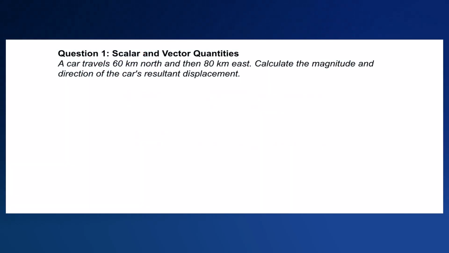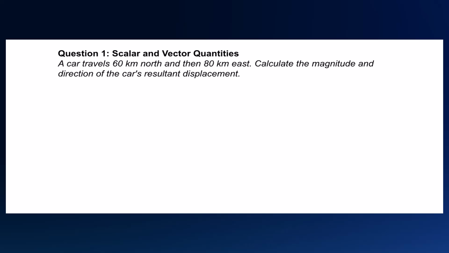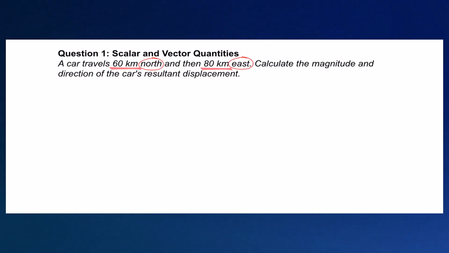The first question is relatively straightforward and focuses on the topic of scalar and vector quantities. It involves traveling in two different directions and requires us to calculate the magnitude and direction of the car's resultant displacement. If we carefully examine the question, we see that it not only specifies the distance traveled, but also includes the direction of the journey. This detail highlights two key learning points.